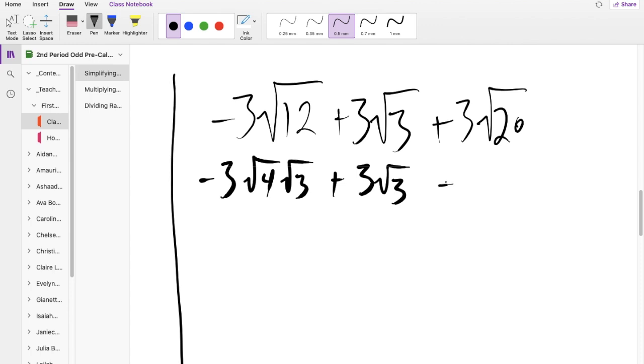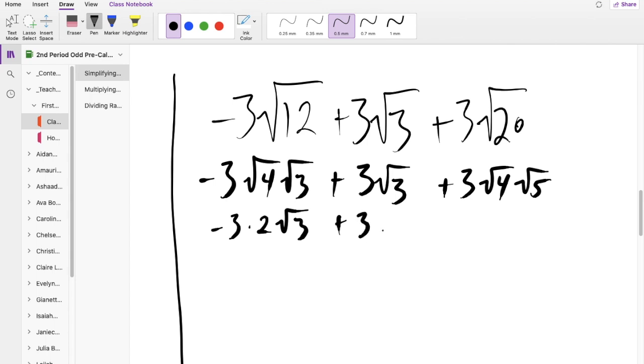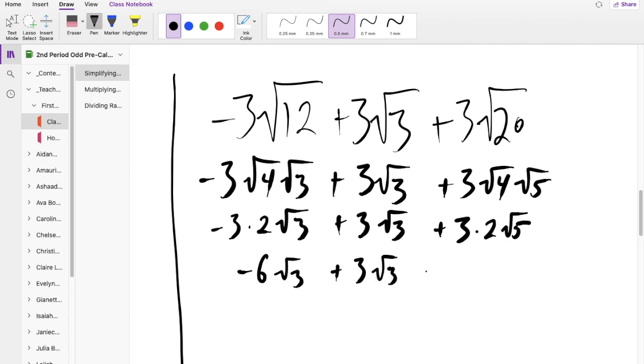And 20 is 4 times 5, so this is going to be the square root of 4 times the square root of 5. So we can start to simplify. Square root of 4 is 2, so this is negative 3 times 2 times the square root of 3. The middle term stays the same. And again, square root of 4 is 2, so 3 times 2 times the square root of 5. So this becomes negative 6 root 3 plus 3 root 3 plus 6 root 5.